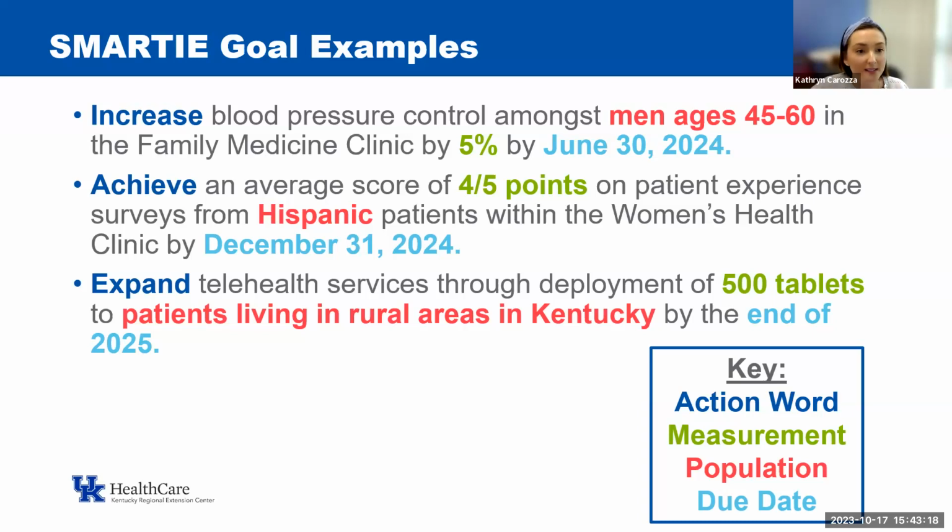Our population, and this is going to bring in the inclusive and equitable, the I and the E of our goal setting. So our first population of focus would be men ages 45 to 60. Our second goal population is targeting Hispanic patients. And then our third population is patients living in rural areas of Kentucky. And then our time bound, our due date is going to be in teal. So the first example, June 30th of 2024, the second one, December 30th of 2024, and the third one, the end of 2025.